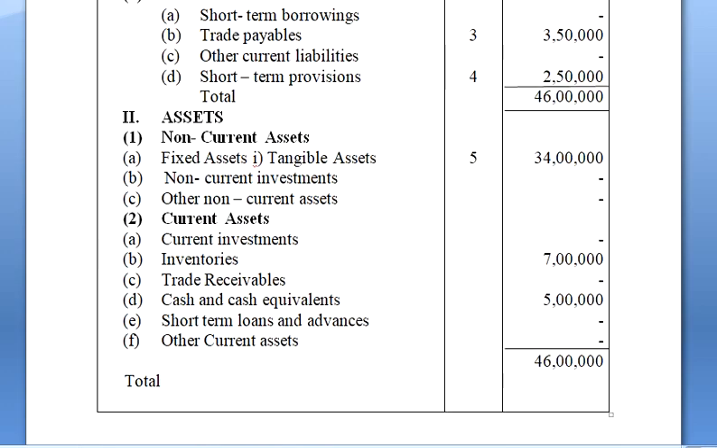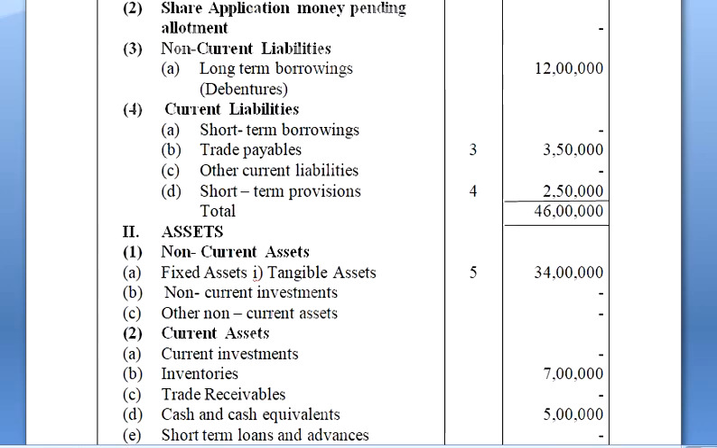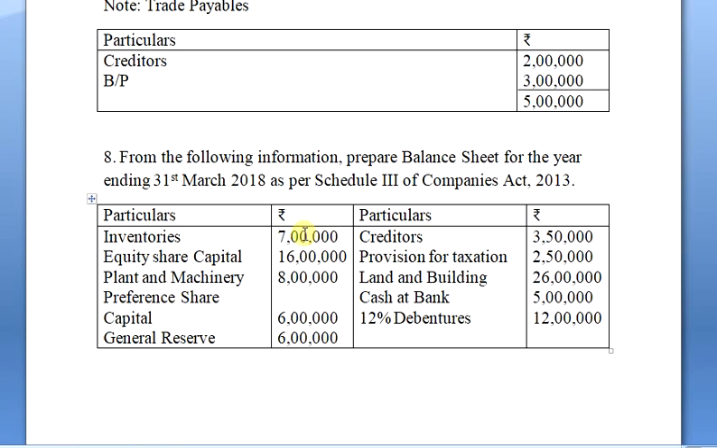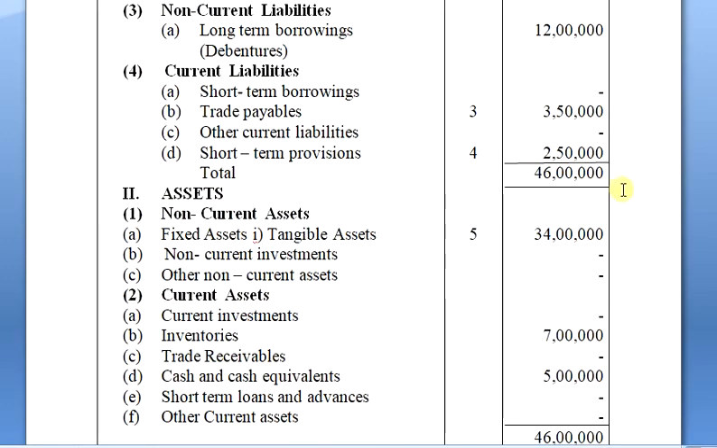Now moving on to the next thing, that is assets. In the same head itself, assets, the second major head. In the assets we have two subheads. Under that, the first thing is non-current assets. Under non-current assets, fixed assets, tangible assets, note number 5, we have maintained 34 lakhs. You can see in the question itself. In the fixed assets we have plant and machinery. How much is the plant and machinery value? We have 8 lakhs. As well as one more thing, land and buildings 26 lakhs. So plant and machinery 8 lakhs plus land and buildings 26 lakhs, overall it becomes how much here? 34 lakhs, my dear students.